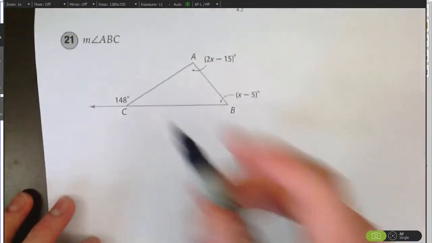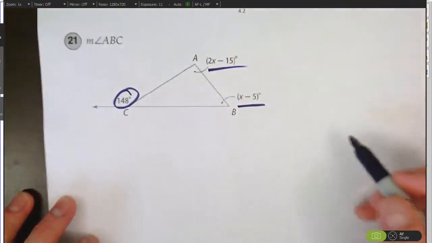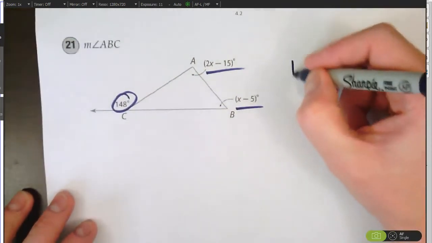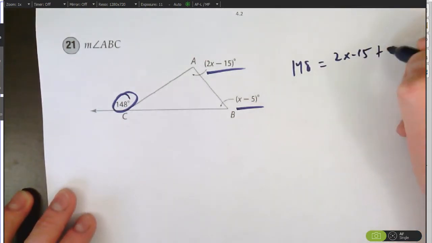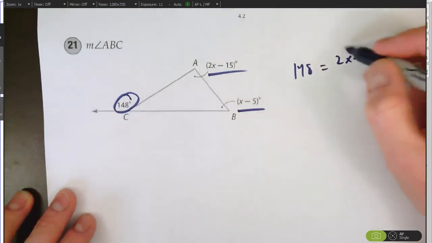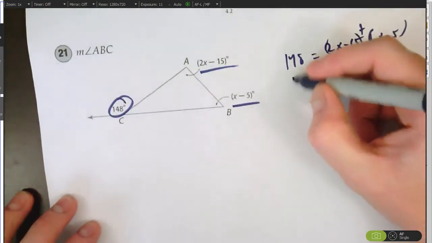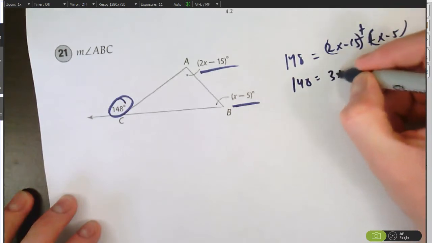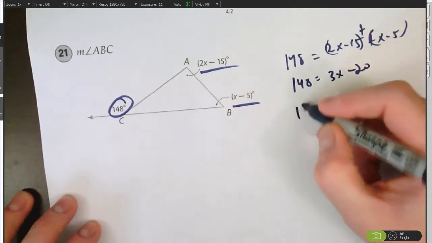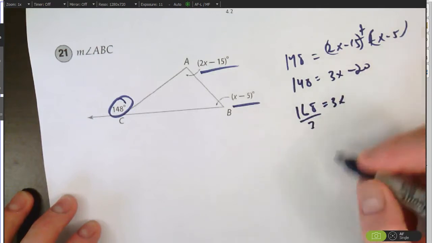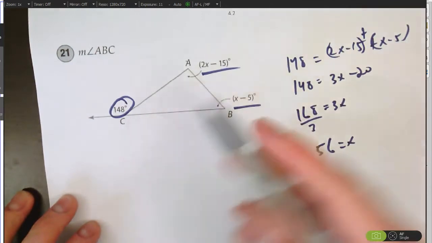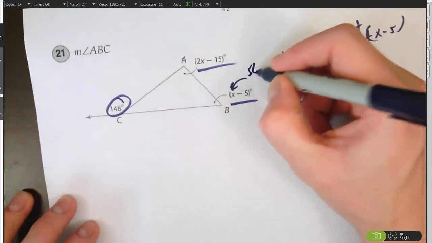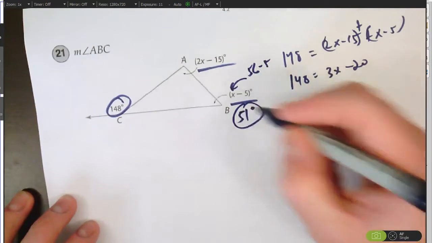Next, number 21, again, talking about remote interior angles. So this is 148. These are the two remote interior angles. So 148 has to be equal to 2x minus 15 plus x minus 5. Okay. So 148 equals 3x minus 20. Add 20. 168 is 3x. Divide by 3. That gives us 56 is x. Now the question is, what's the measure of angle ABC? So I'll plug 56 back in here. That gives us 51 degrees.